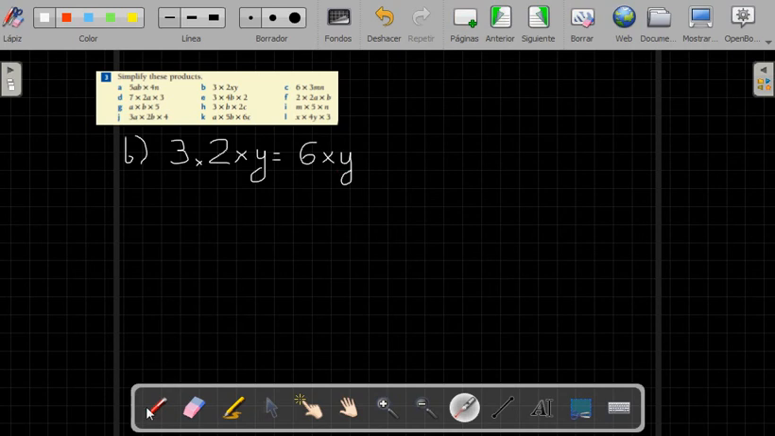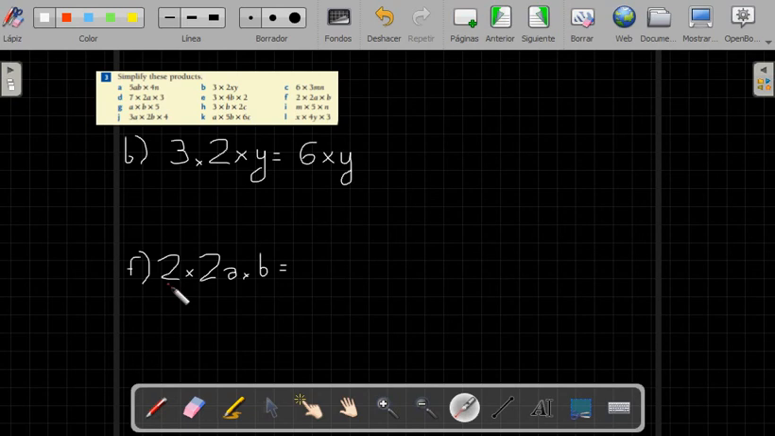Now, let's work with another one. This time with 3 factors. Vamos a trabajar con uno que tenga 3 factores o 3 multiplicandos. 2 times 2a times b. There you have it. And let's take a look at all the factors that we have here. Vamos a darle un vistazo a todos los factores o multiplicandos que tenemos aquí.